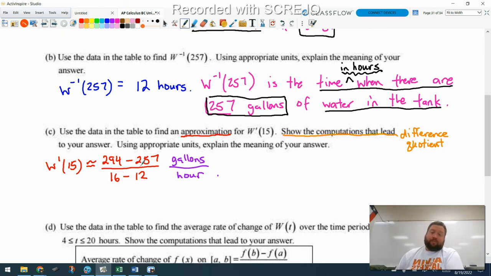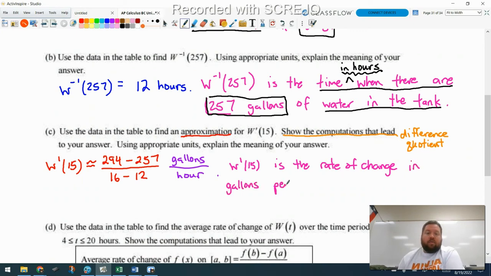Just stop there. Now the only thing we haven't done is explain the meaning of our answer. So I'm going to write another sentence just like we've been doing up here. So W prime of 15 is the rate of change. A derivative is a rate of change in gallons per hour. You could also write that as a fraction. Didn't really leave a space there. Gallons per hour.